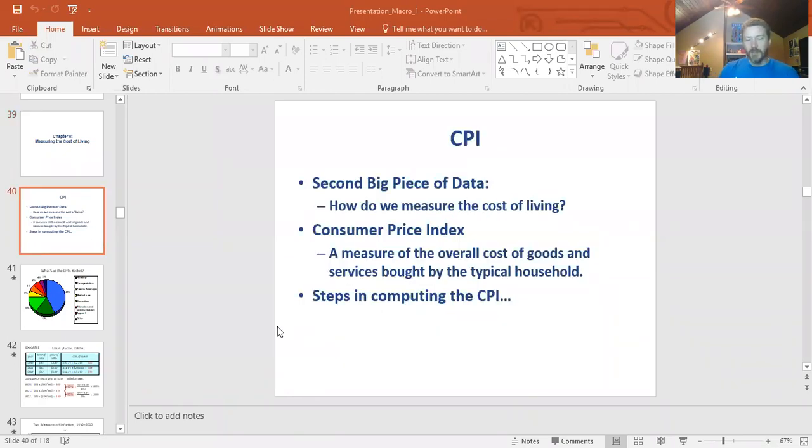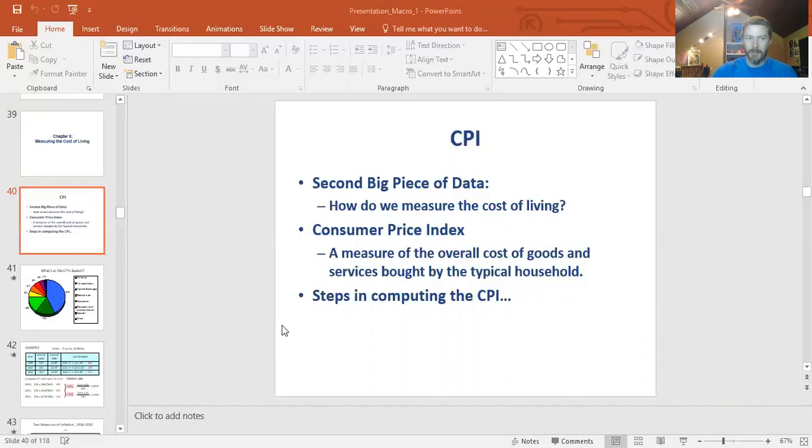As I said before, we're measuring the increase in the cost of living. So think of the typical household and the standard of living that that typical household enjoys. That has a cost associated with it. So how is that cost rising? How is the cost to maintain that typical standard of living rising? The Consumer Price Index is based on the goods and services that are generally bought by the typical household in the economy.